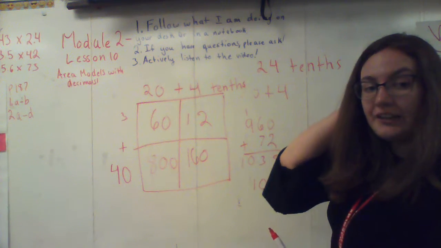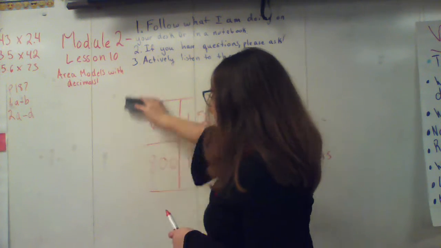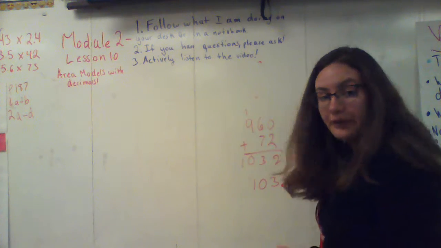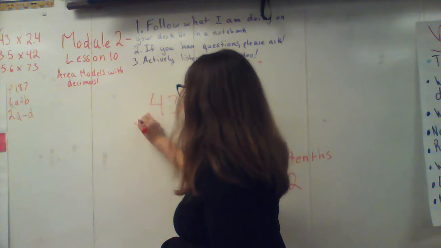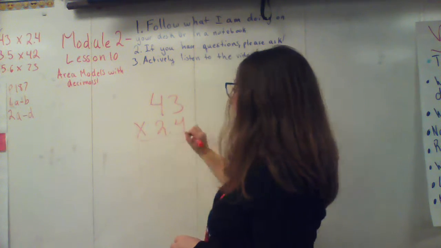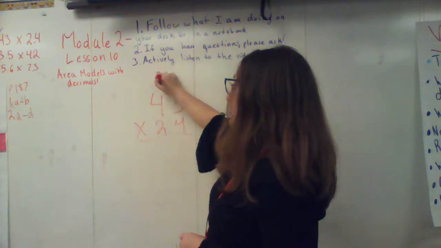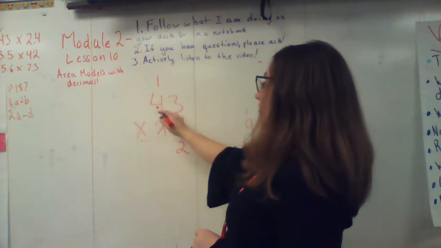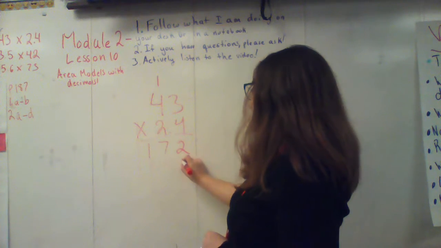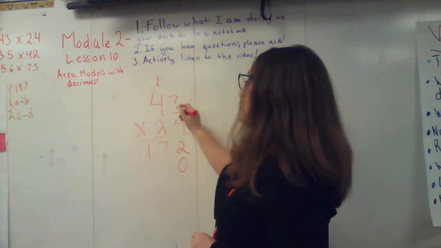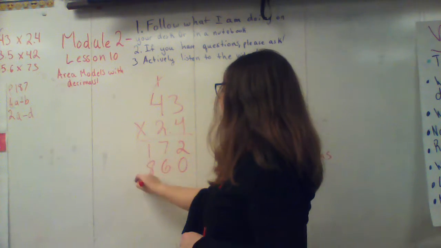Now I need to do the standard algorithm for this as well. So I'm going to erase what I have over here, and we're going to do the standard algorithm for this problem. So we have 43 times 2.4. I'm going to go ahead and start multiplying. So 3 times 4 is 12. Here is 1. I leave the 2. 4 times 4 is 16. 16 plus 1 is 17. Then I add a 0. I do 2 times 3, which is 6. And 4 times 2, which is 8.